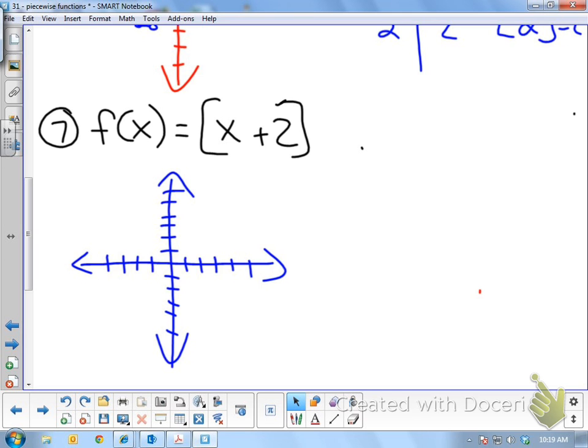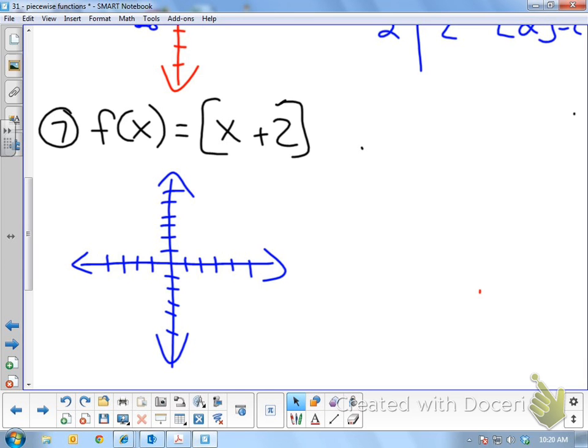So this is our last example. Practice A, problem 7. So we're still on the same page. Looking at this, is the 2 inside the floor function or outside the floor function? Inside. So we have to think back to some of the other things we've moved around.